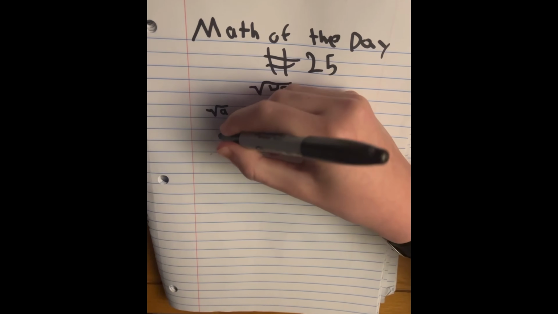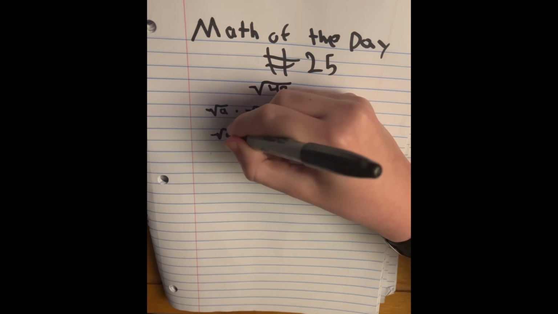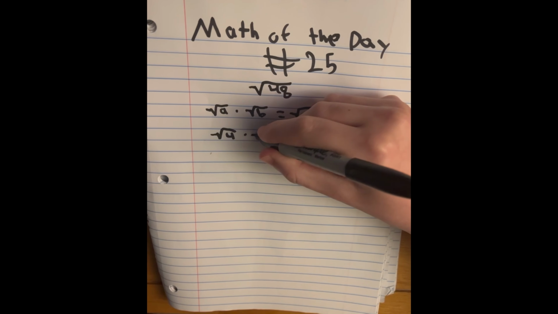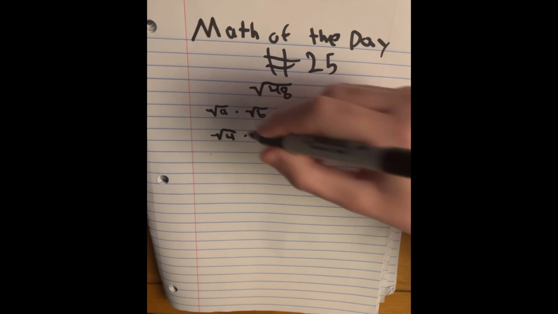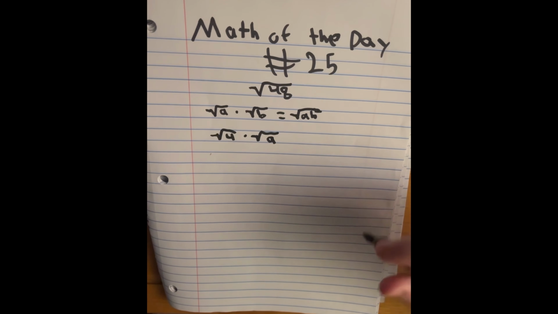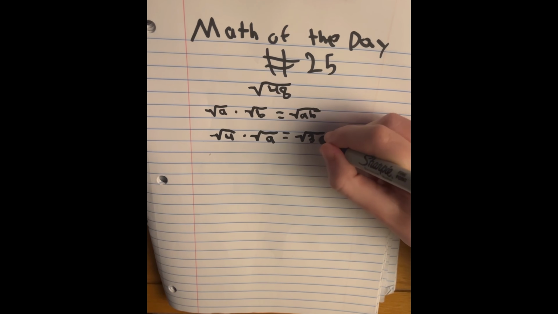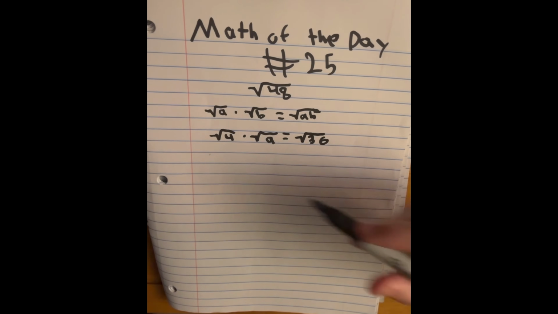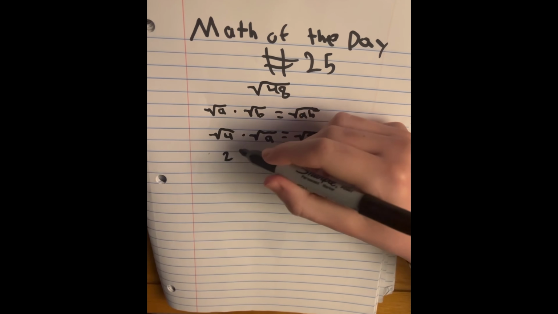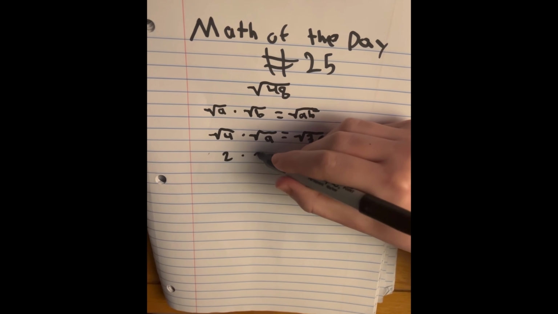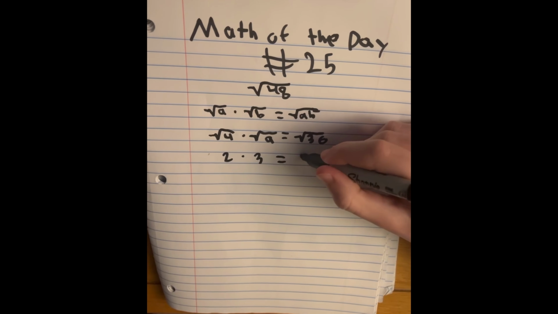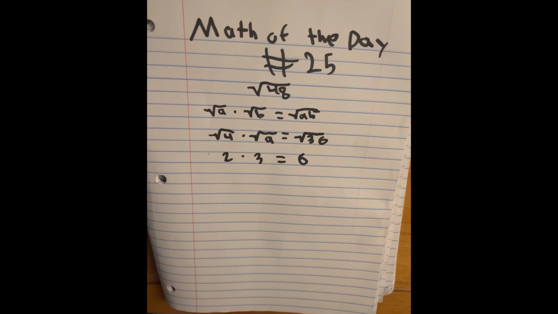So the square root of 4 times the square root of 9. So a is 4 and b is 9. 4 times 9 is 36, so this will equal the square root of 36. We know the square root of 4 is 2, and the square root of 9 is 3. So 2 times 3 equals 6, which is the square root of 36. Now we've clarified that. Let's go back to the square root of 48.